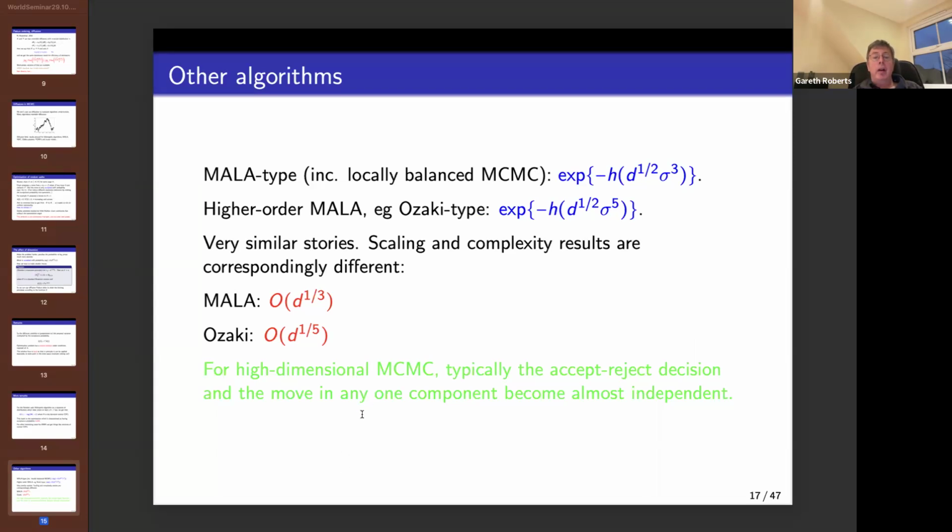So in green there, I hope you can read the green, is basically the idea that in high dimensional MCMC, not always, but typically, the accept-reject decision and the move in any one individual component become in some sense almost independent, and you're accepting and rejecting on some kind of amalgam of the behavior of all the other components. Obviously that's not going to be true, for instance, if you have hard bounds and discontinuities in densities, but it's true a lot of the time under reasonable smoothness conditions.